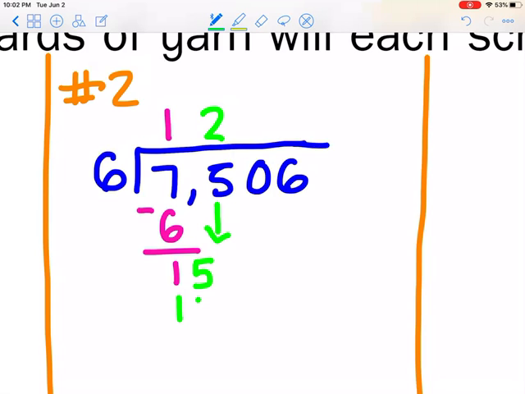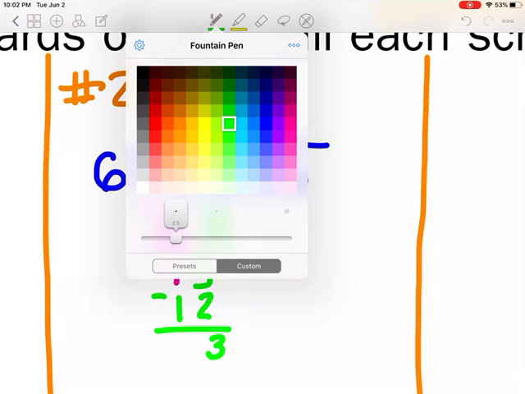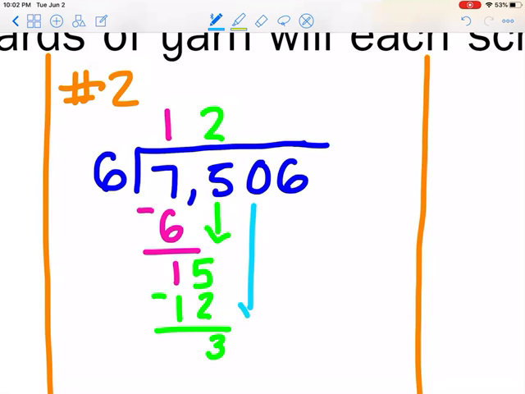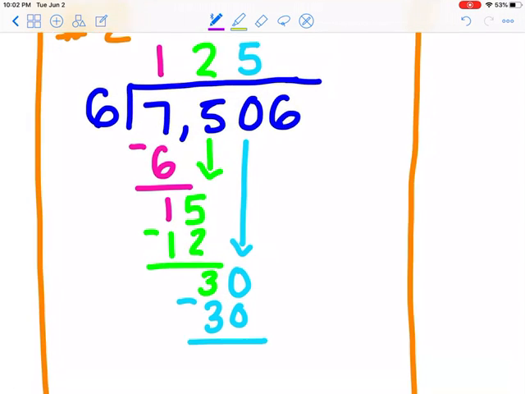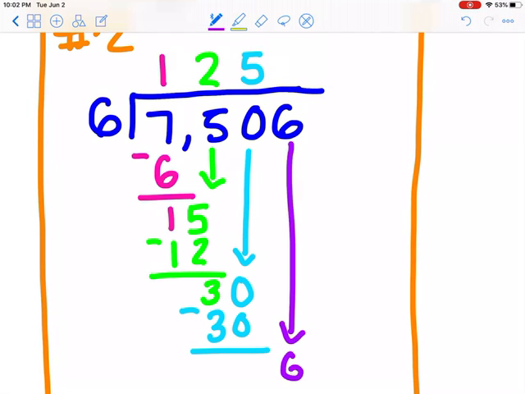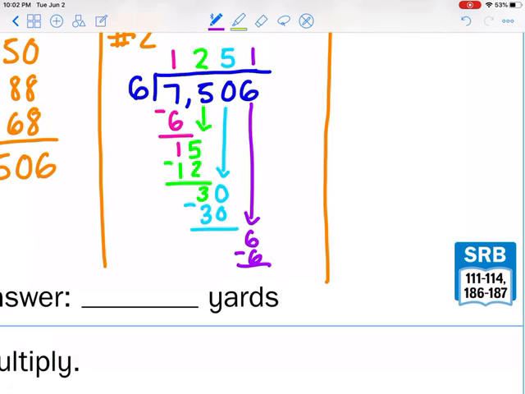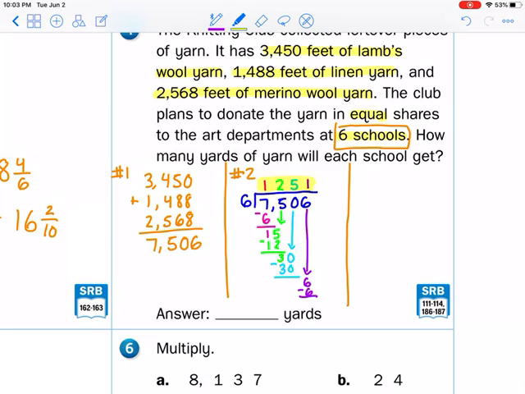6 times 2 is 12. Oh no, green's fine. 12. And I'm left with 3. So now I have to move to the next place value, which is bringing that 0 down. This now becomes 30. And I know that 6 times 5 is 30. And I don't have any remainder there. So I bring down that 6. And 6 times 1 is 6. So I have 0 remainder. So I figured out they can do 1,251 feet of yarn going to each school.